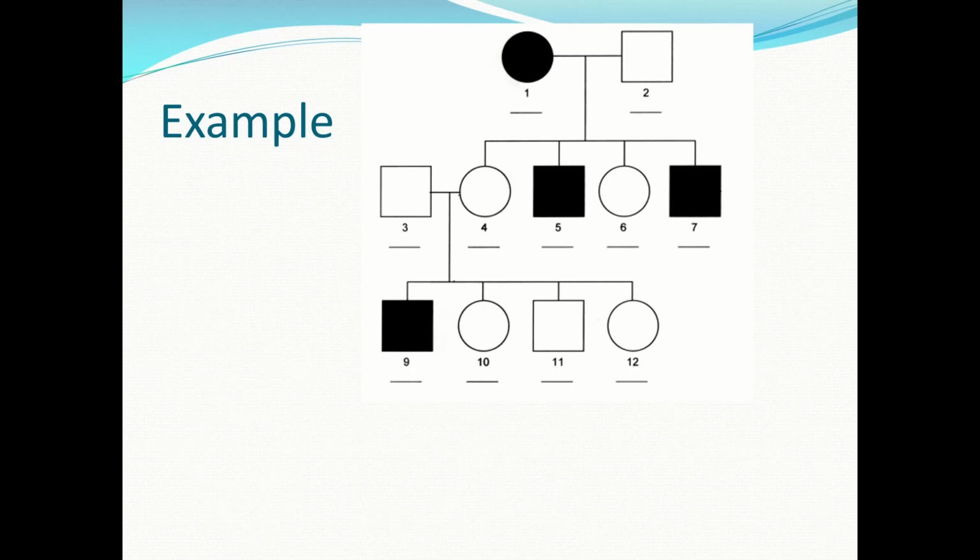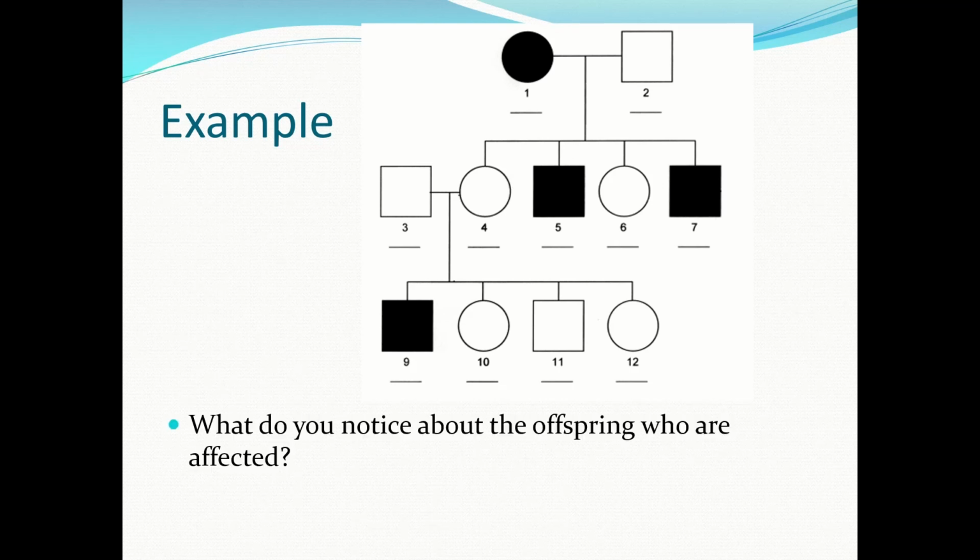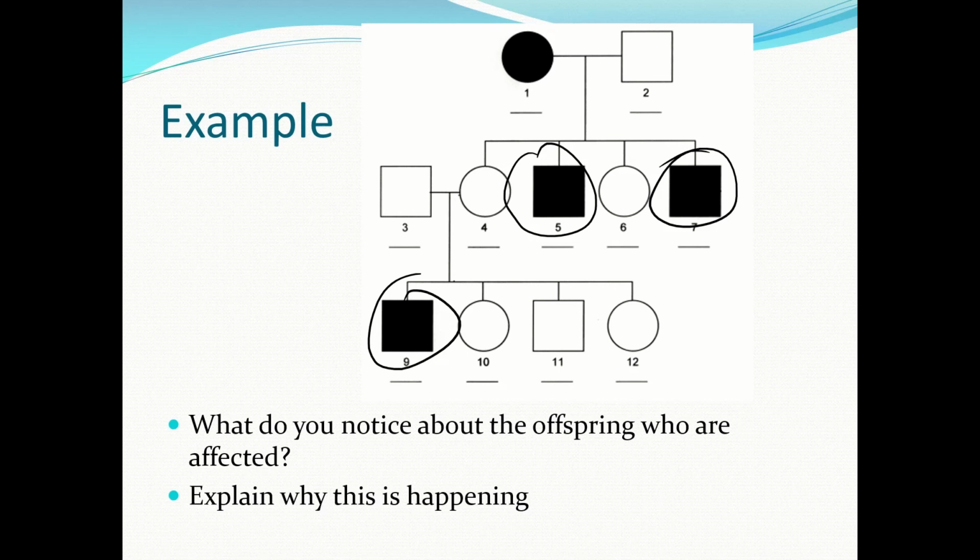So with this one, what do you notice about all the offspring who have it? This one, this one, this one is just getting passed on to boys. Why is this happening? Well, it's probably an X-linked recessive gene, right? Because if the boys have it, then they're passing it on.